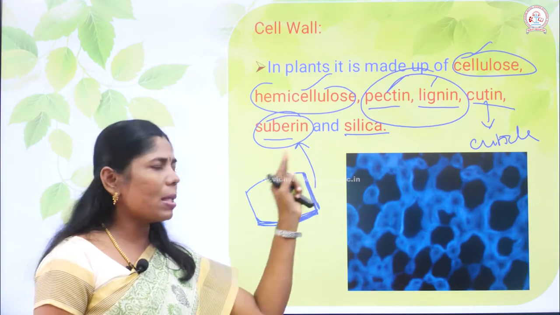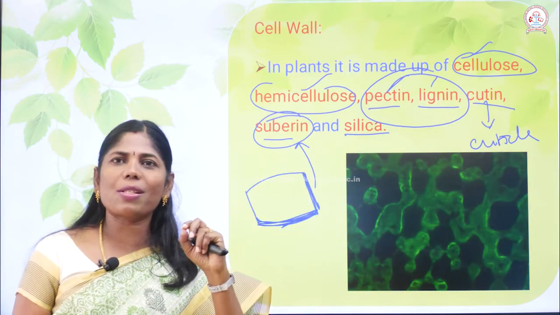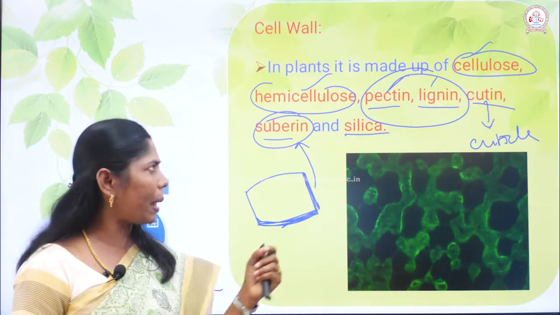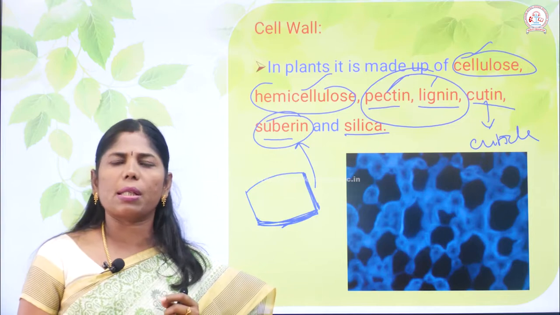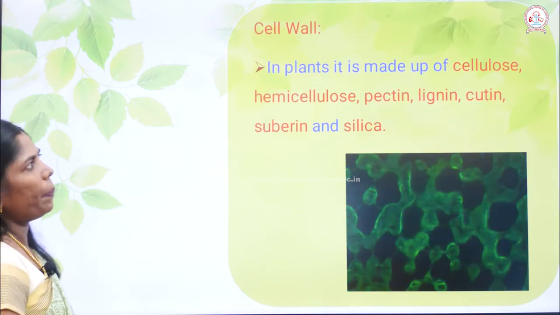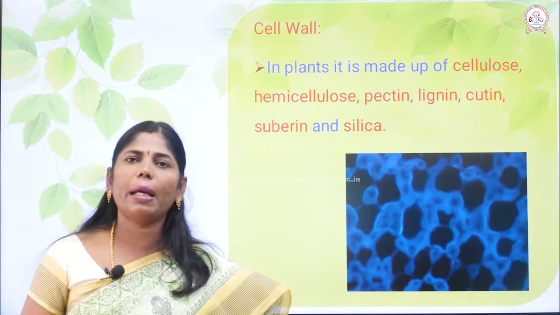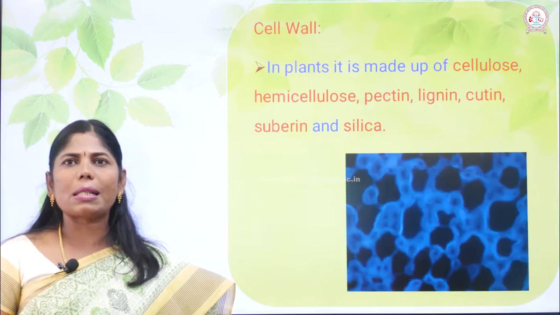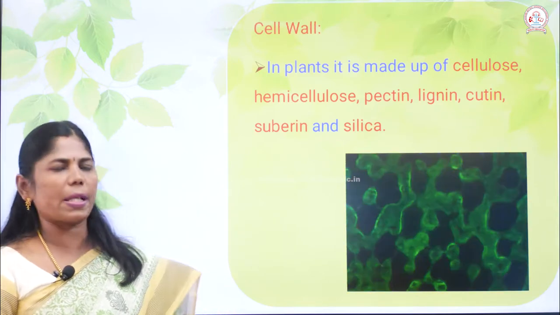Okay, and another one is silica, which is present in some extra outgrowths, needle-like structures. In plants that have extra outgrowths, silica is present. So the cell wall in the plant cell mainly contains cellulose, hemicellulose, pectin, lignin, cutin, suberin and silica.